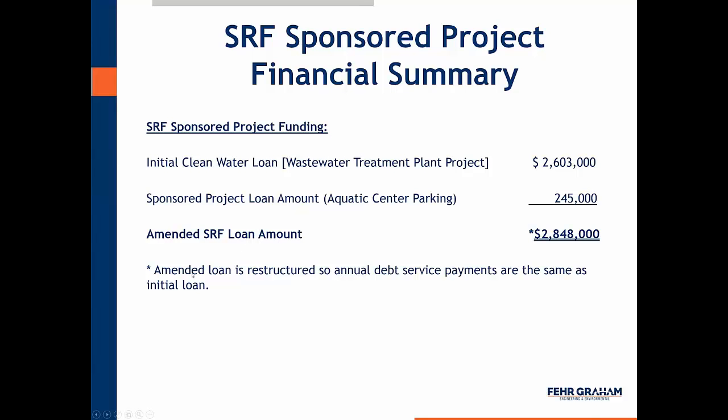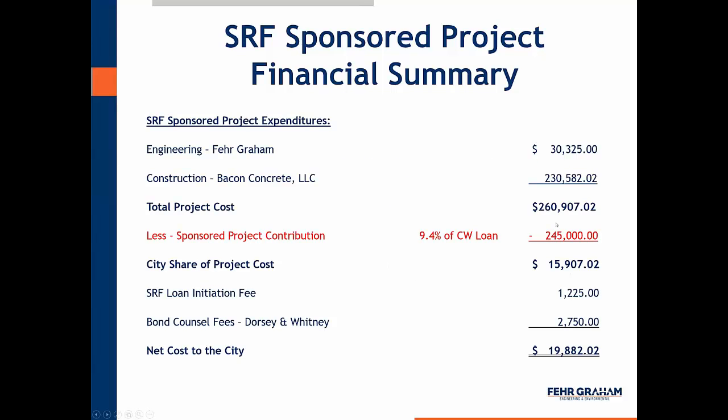However, as noted here, the loan is restructured by lowering the interest rate 1%. That keeps the annual debt service payments the same. So had we not done the project, our debt service would have been the same. So it's like getting a second project funded for the same amount of money. And then the actual project itself, again, the engineering for the parking lot was approximately $30,000. General contractor, Bacon Concrete, did all the construction work for $230,000. The total project was just under $261,000.